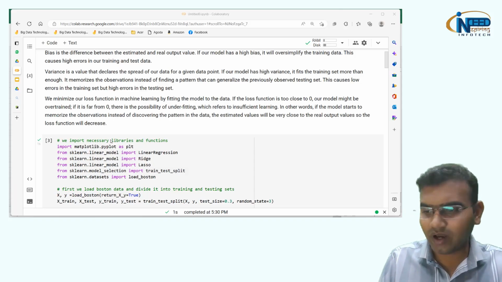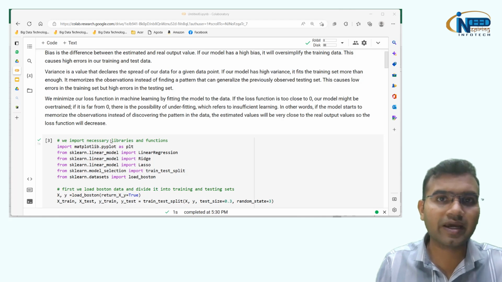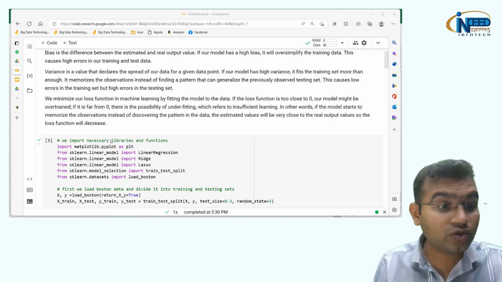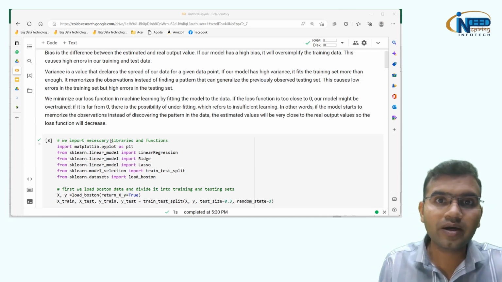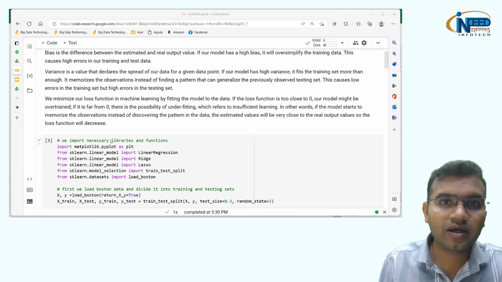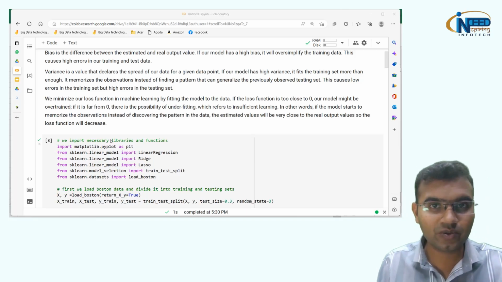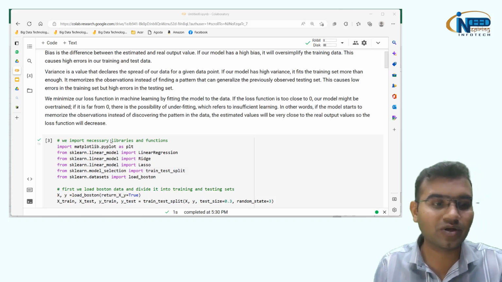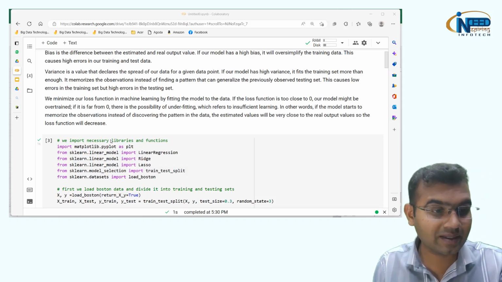Parameters means if you have input data, you have x1, x2, x3, x4. So it would try to do what? Minimize. Let's say out of 30 parameters, it will take only 10. It will take only 12, 15. So it has limited the number of attributes or the parameters. That is what it does.